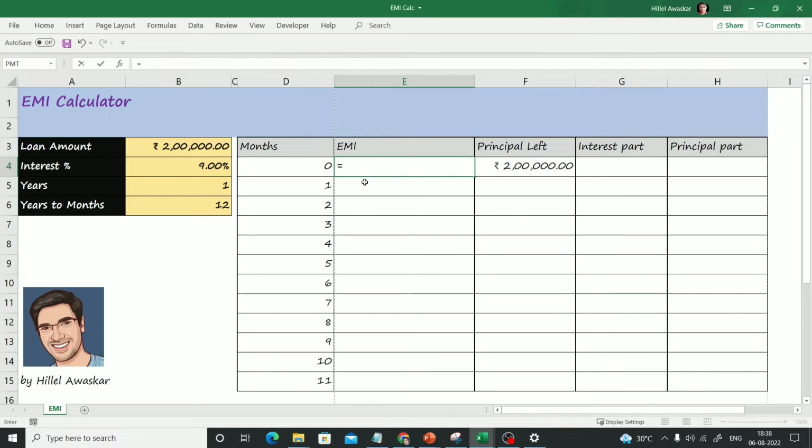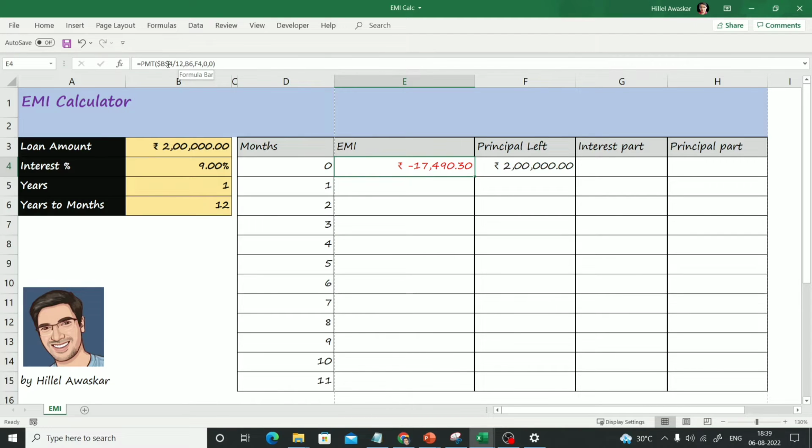Your EMI will use the PMT formula and we'll get a rate that is 9% divided by 12. I'll try to make it as a constant. 4. My period is 12 months. My principal amount or the present value is 2 lakh. Future value I want it as 0, and I would be paying at the end of the month. Okay. So this is the EMI amount, that is 70,490.30.